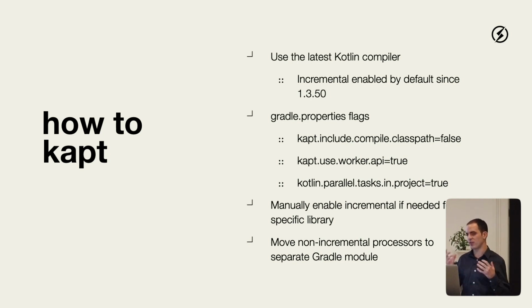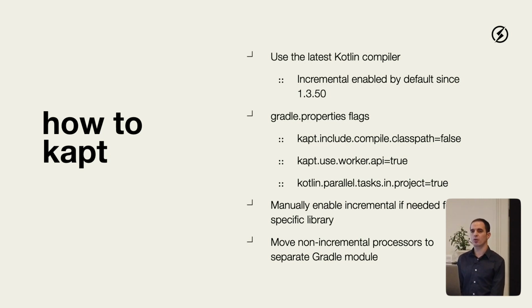This actually removes the discovery of the annotation processors, and then you have to list the annotation processors directly or explicitly in the dependencies block, like here. This way you have compilation avoidance even if you have processors. Also, please turn on the worker API. This is a new API in Gradle which will enable faster compilation. And also, if you have parallel build in your Gradle project, you can also enable parallel Kotlin compilation tasks. So if you have multiple Kotlin modules, those can be compiled in parallel.